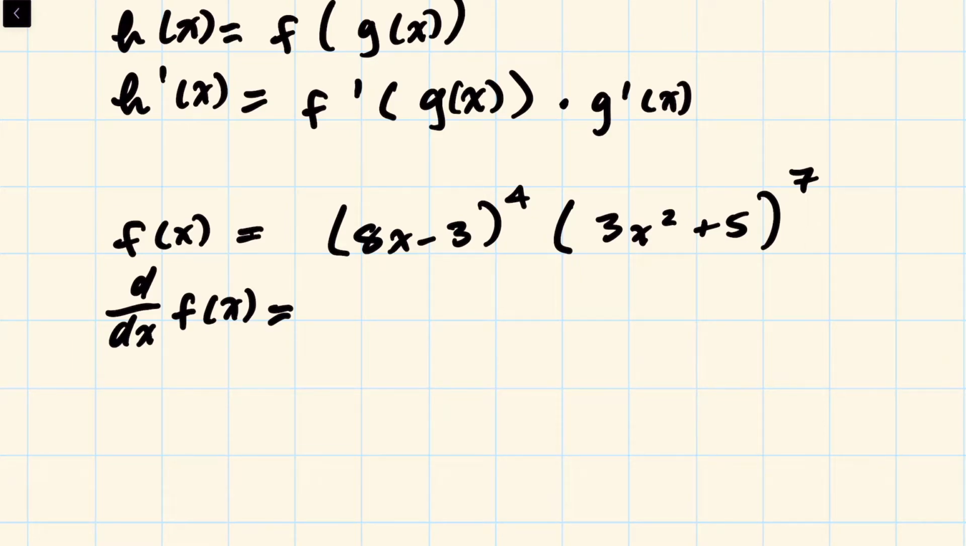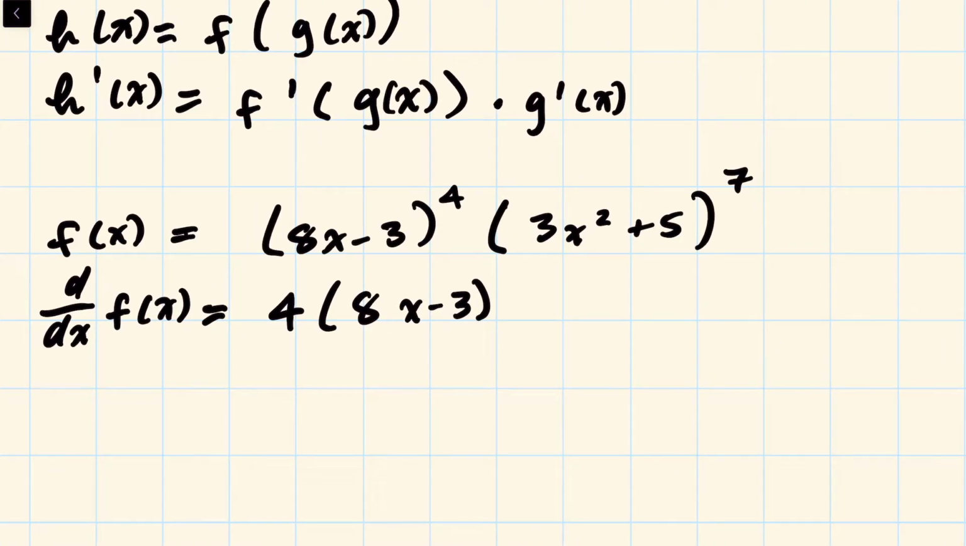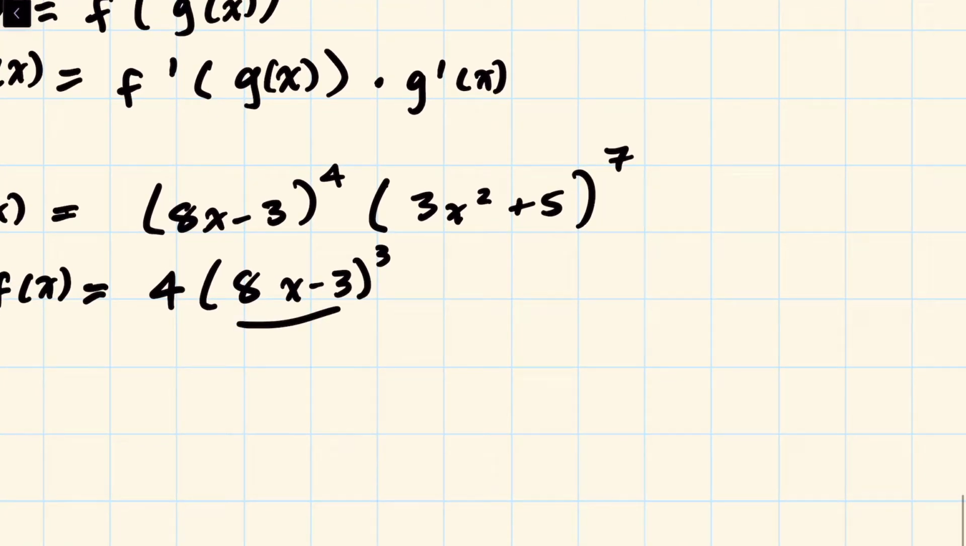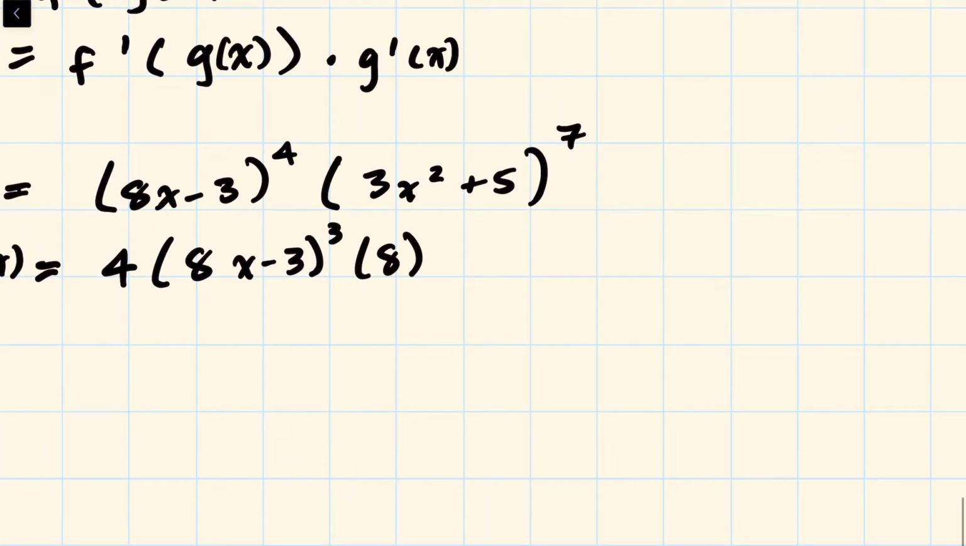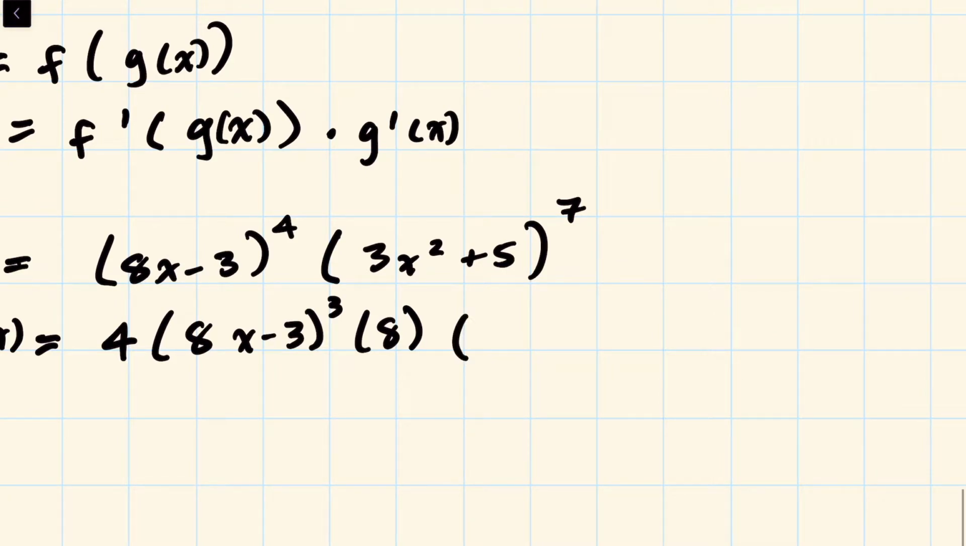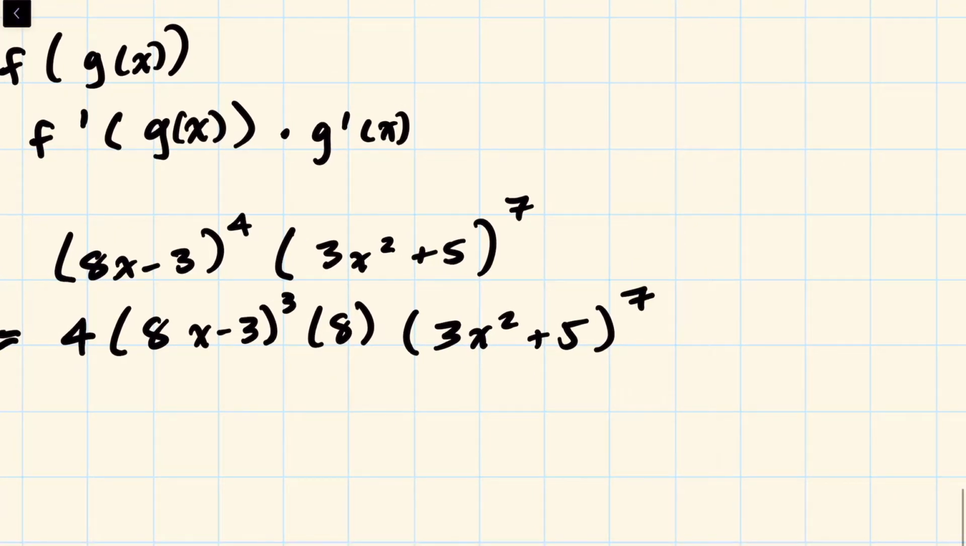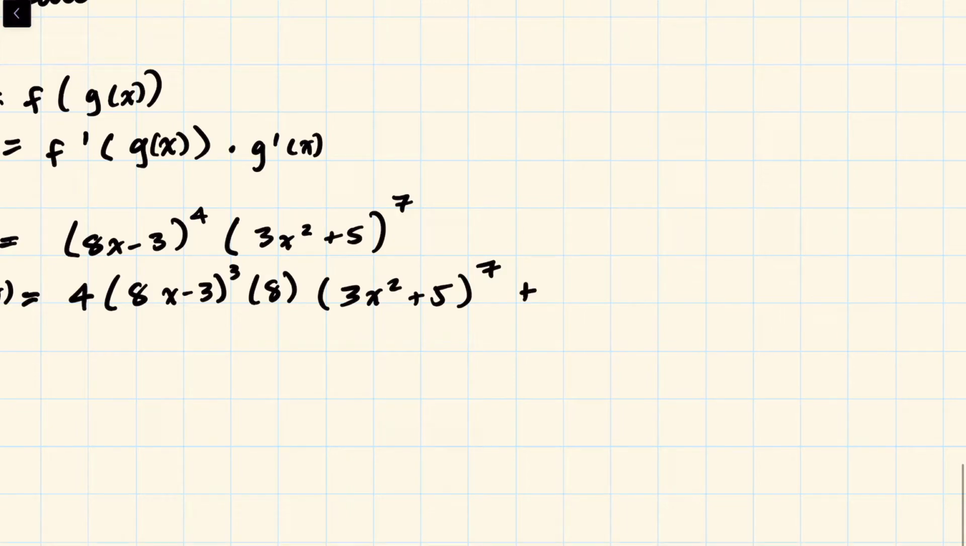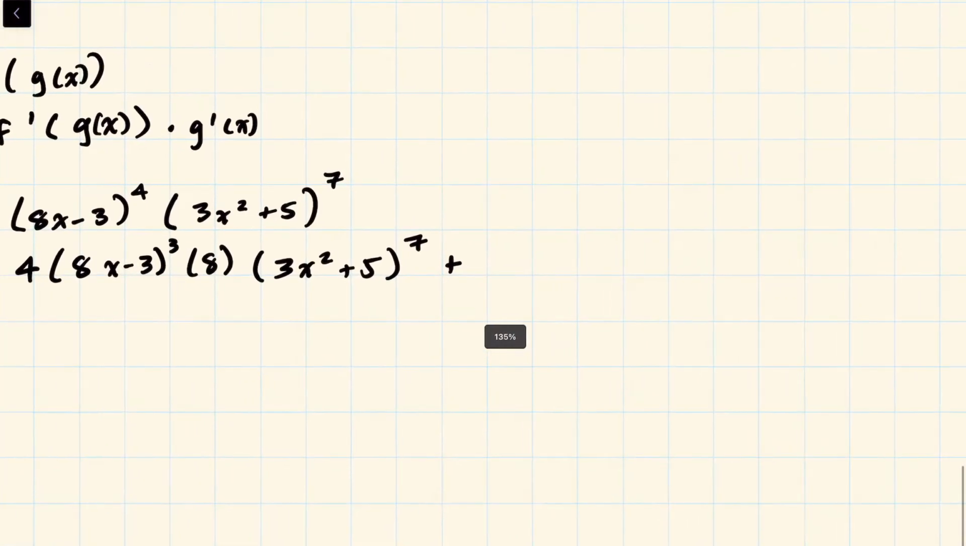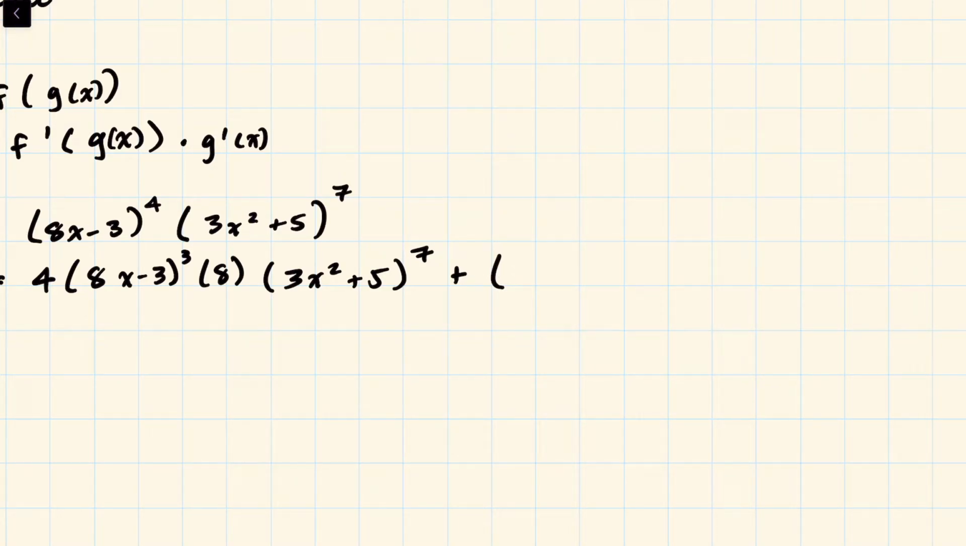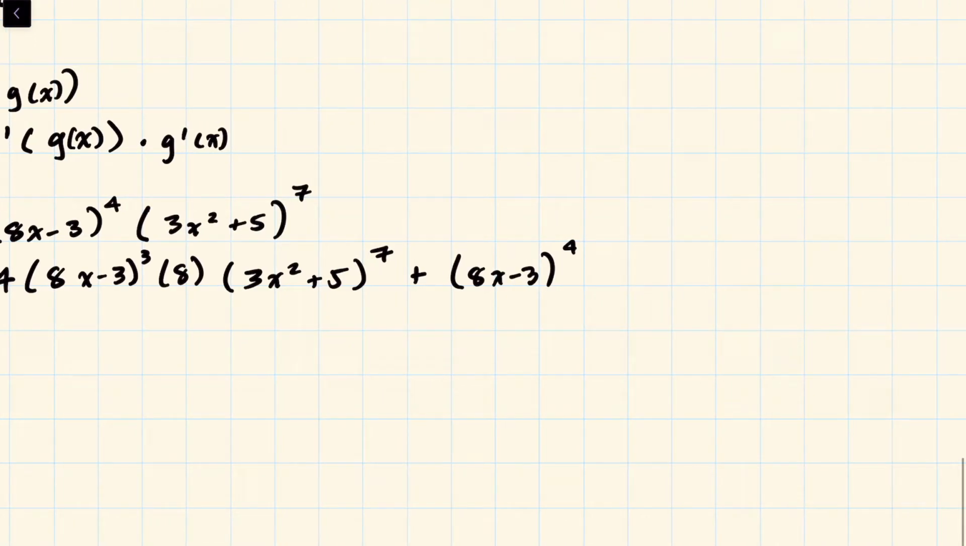Let me just write this out here. It's going to be 4 times (8x minus 3) to the third power, because the inside stays the same and it would be 4u to the third. Then you multiply by the derivative of the inside, which is just 8, since 8 minus 0. Then we multiply that by the regular version of g of x, which is (3x squared plus 5) to the 7th. And that's plus, since we're using the product rule, just the f of x, the regular (8x minus 3) to the 4th. And we find the derivative of this now.